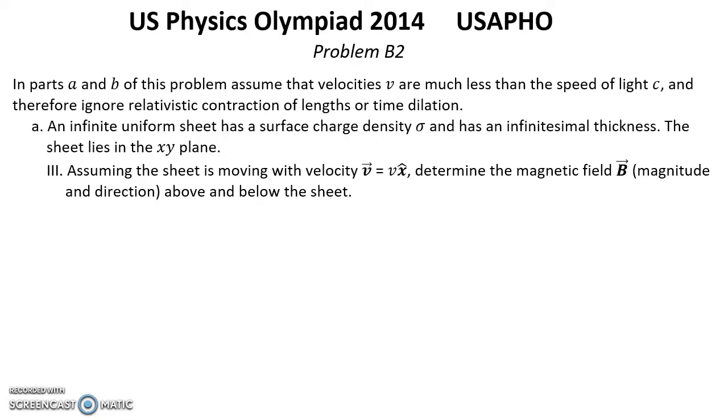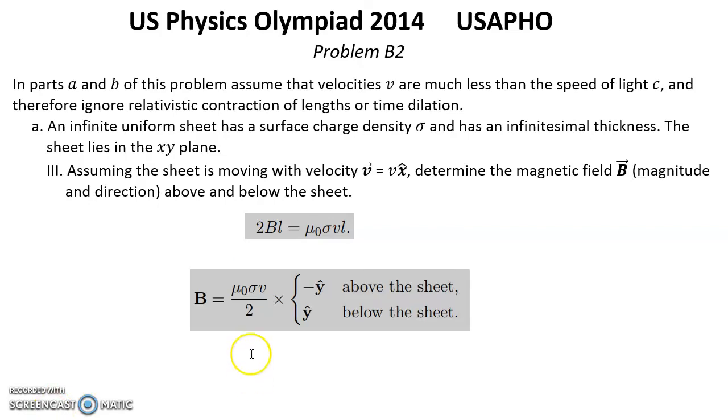From Ampere's law applied to a loop of length L normal to the x direction, we have this equation to determine the magnetic field B. To get the right-hand side, note that in time t, an area vtL moves through the loop, so a charge sigma vtL moves through. Then the current through the loop is sigma vL. Applying symmetry, we have this solution for the magnetic field.